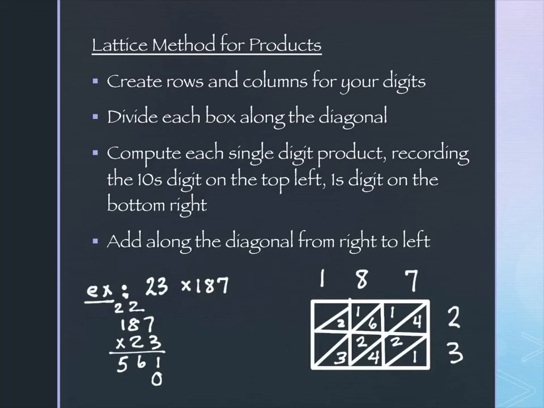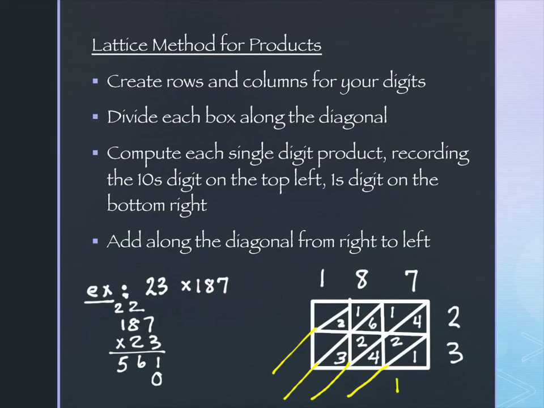The last thing that it tells you to do is you're going to add along the diagonals. So these diagonals are actually going to extend now. And you have to start in the bottom right-hand corner. All these numbers on the outside, we're done with them. We've used them to do the multiplication. We are only adding the numbers inside the box. Okay? So in the bottom right-hand corner, it's a 1.